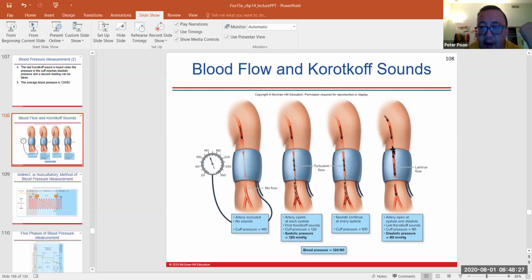And then by the very end, you restore laminar flow, and that flow is like straight lines, and therefore they don't bang into each other anymore, and therefore you don't hear anything anymore.